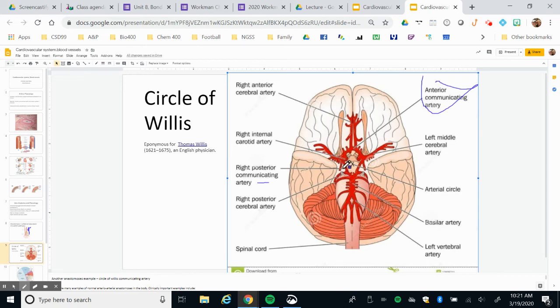And there was some blockage in the left side carotid, what could happen is that the opposite side of the brain can still be supplied with blood, even if there's a compromise for blood flow in your carotid arteries that join up in here. Okay, so that's another critical anastomosis structure.